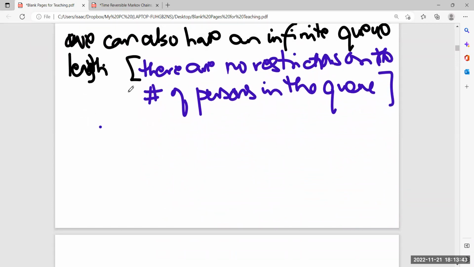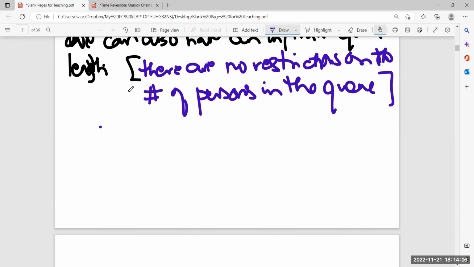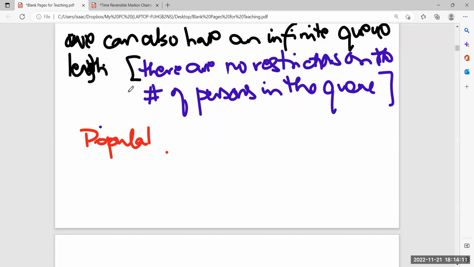Right. So the next aspect of queue length is not only whether the queue length is finite or infinite, but it could also represent whether the population is finite or infinite. So we're talking about queue length being finite or infinite, or we're talking about the population being infinite or finite as well. So the population can also be finite or infinite.